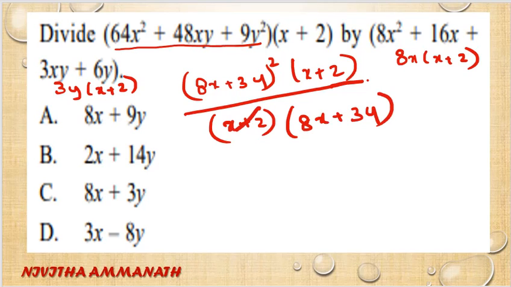So we have to cancel this 2, then this. So the correct answer is 8x + 3y only. Next question.